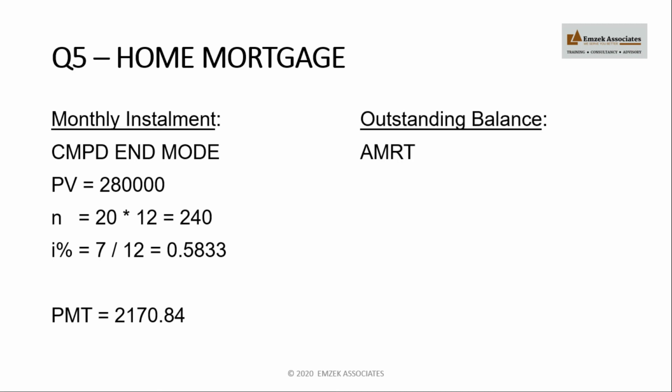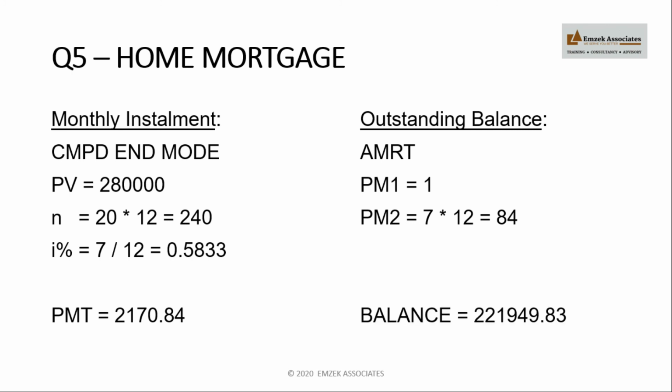2,170.84. For the outstanding balance, we will be using amortization, which is AMRT. So PM1 is 1, PM2 is 84. We scroll down until we find balance and solve for balance. We will get the answer of 221,949.83 after 7 years.